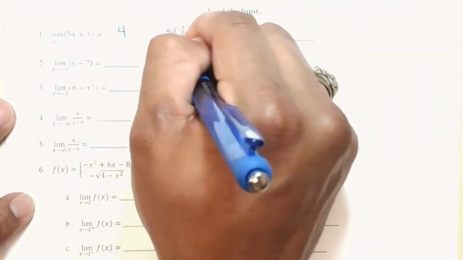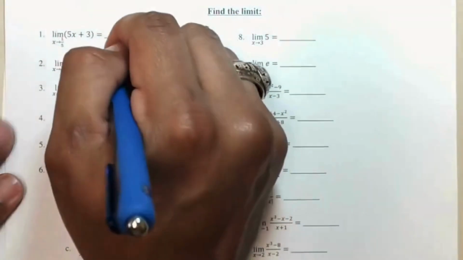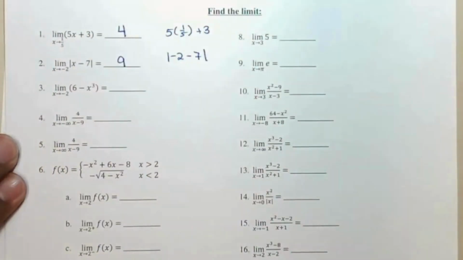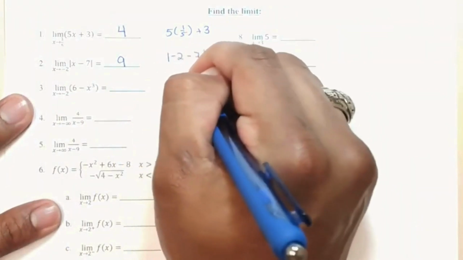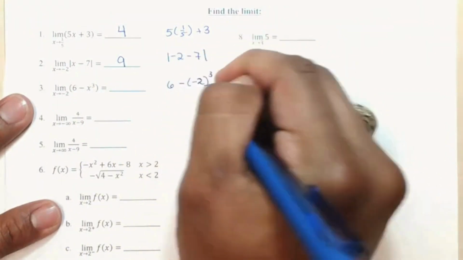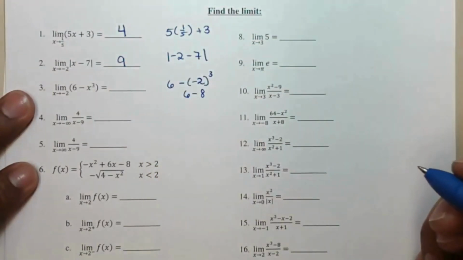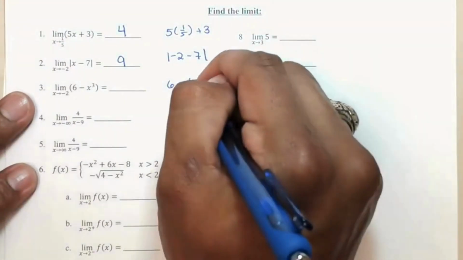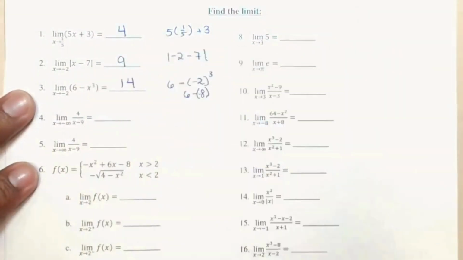Same thing happens here. I can use direct substitution by plugging in -2 into that function, and you end up getting +9. Same thing here. I'm going to plug in -2 for that x. Make sure that you apply the exponent first before doing any adding or subtracting. And that -2 cubed is -8, so you end up getting +14.